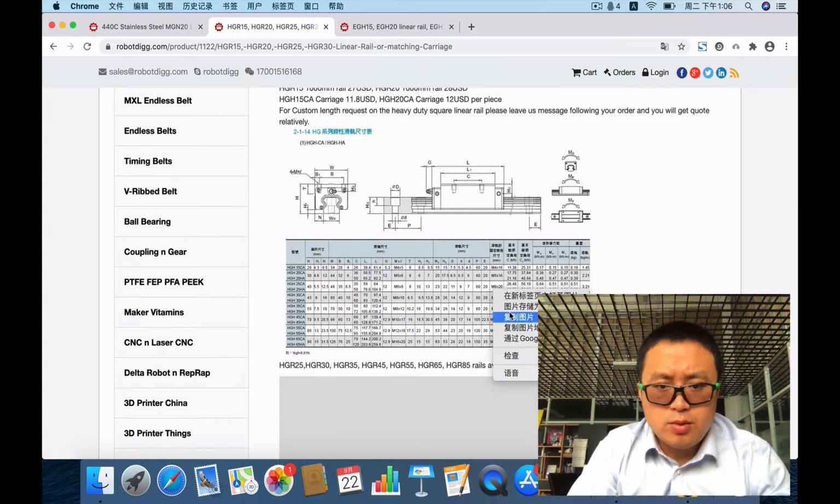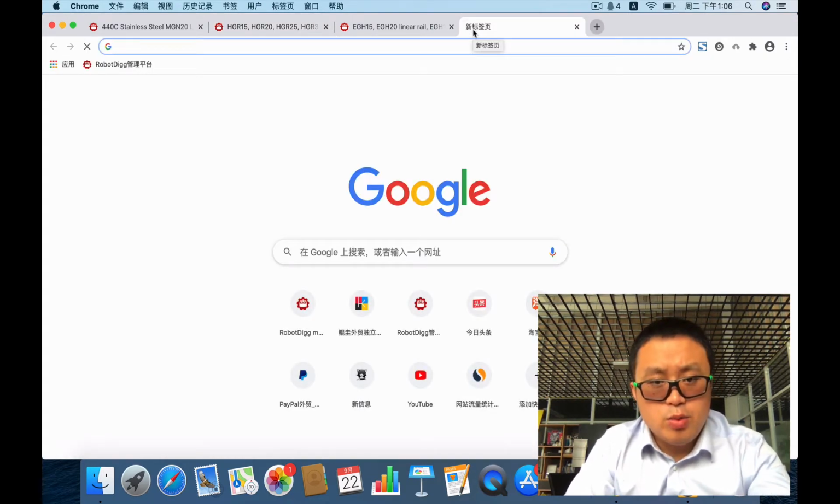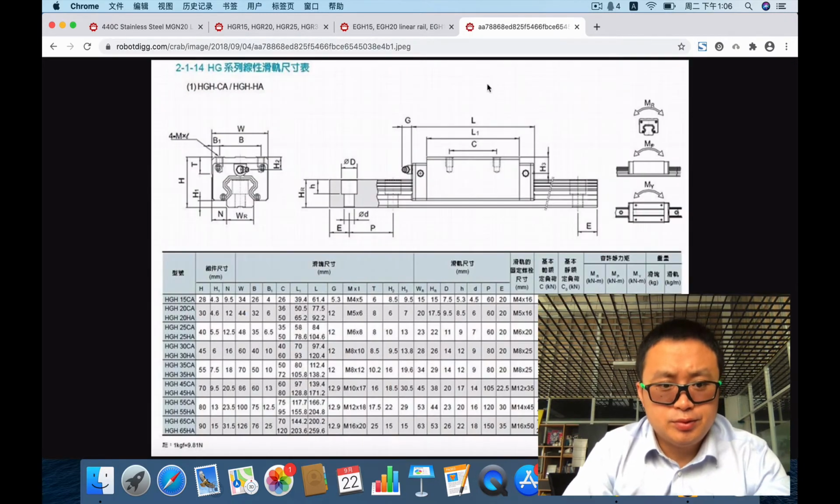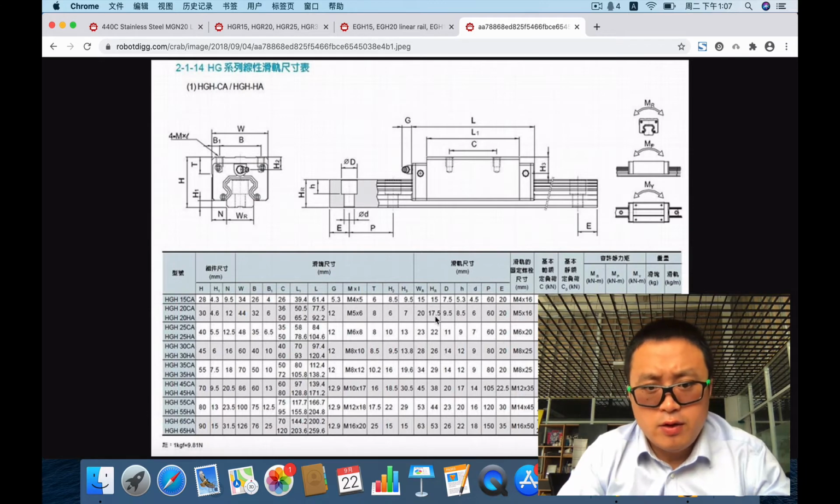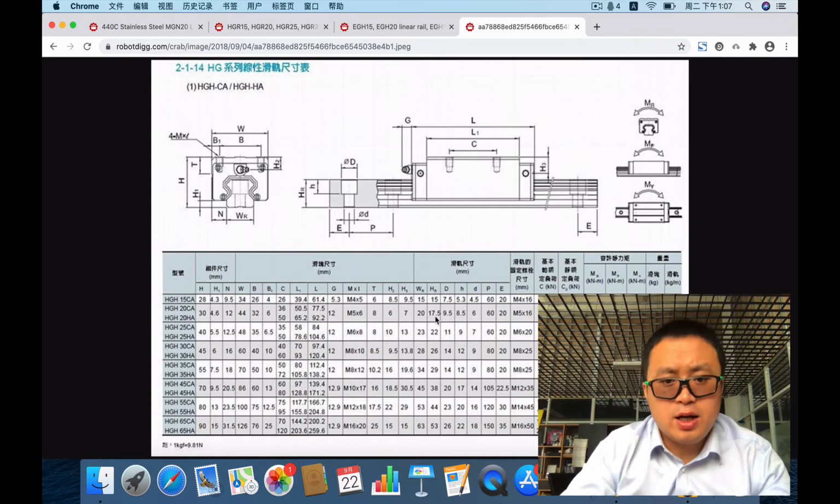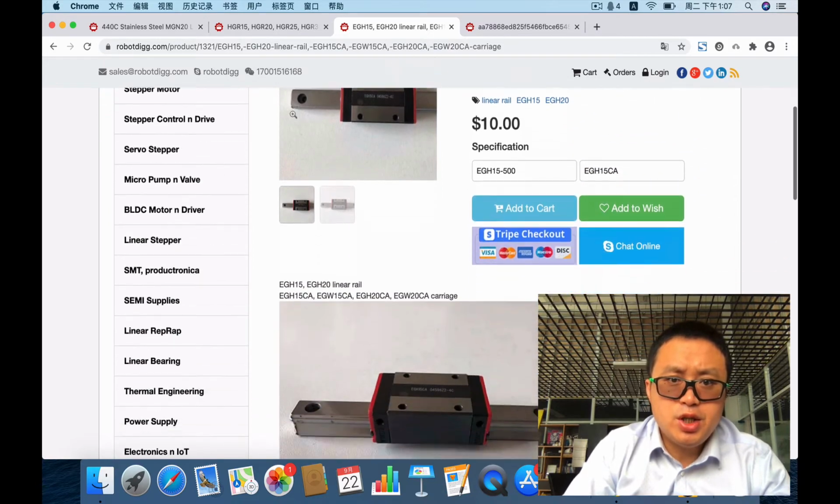This picture may be too small, so we just copy it. Here we can see the HR column. The HGH20 is 17.5 millimeters in thickness, or in height. Okay, so let's check out the EGH20.